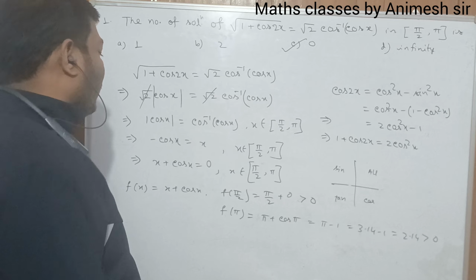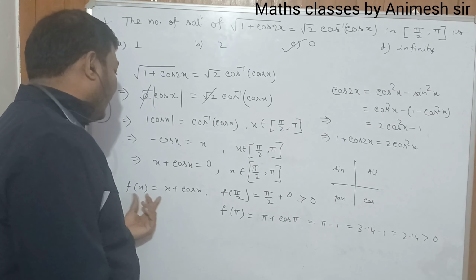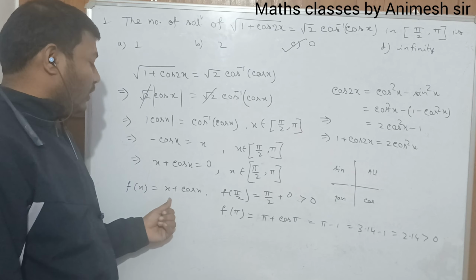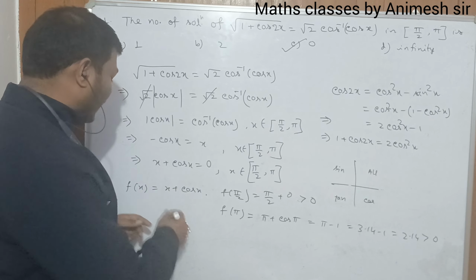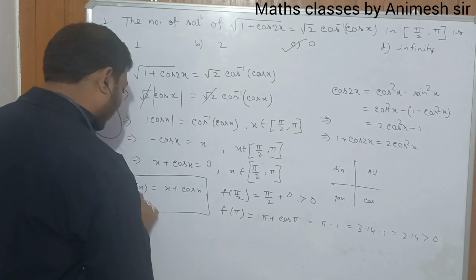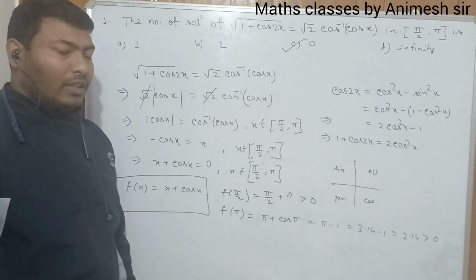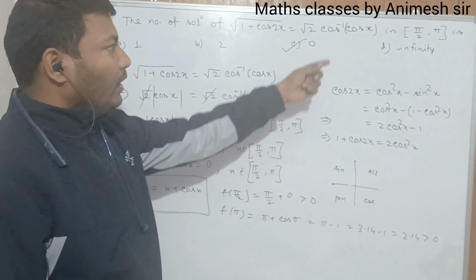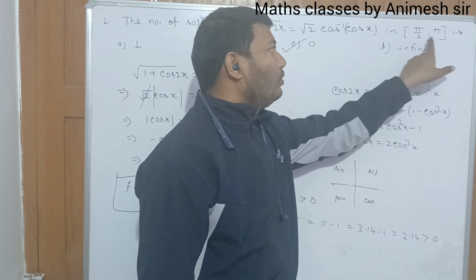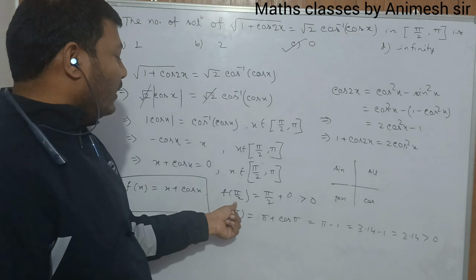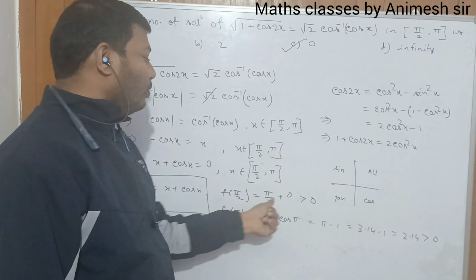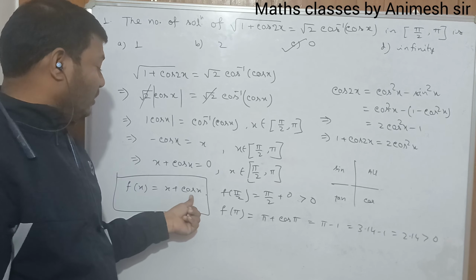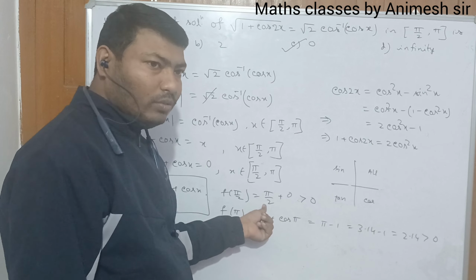Now if we check, the function f x is continuous. x is continuous, cos x is continuous, so x plus cos x is also a continuous function. Now if we check the lower limit and the upper limit of the interval given here, that is pi by 2 to pi. At the point pi by 2, f of pi by 2 is pi by 2 plus cos pi by 2. Now cos pi by 2 is 0.